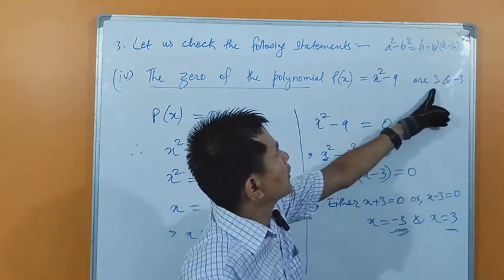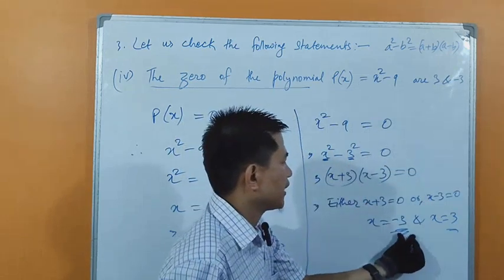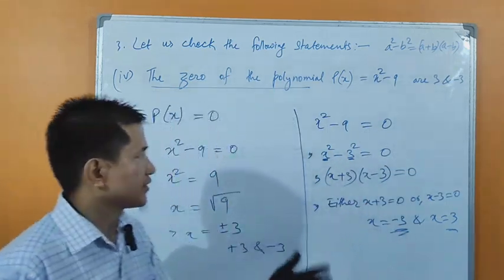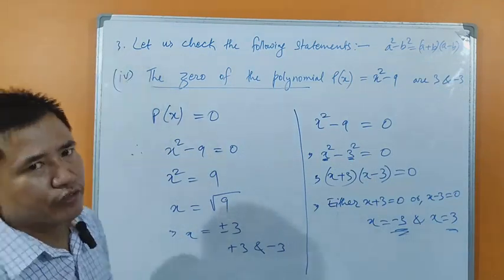So we are asked to verify the 0 of the polynomial to be plus 3 and minus 3. We got minus 3 and plus 3. Okay, this is the answer for sub number 4 of question number 3.